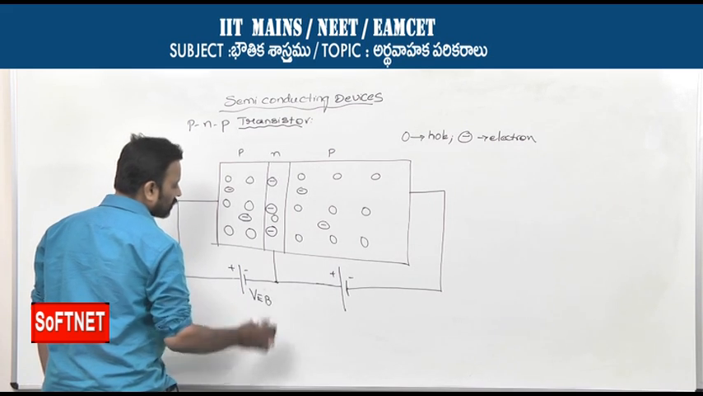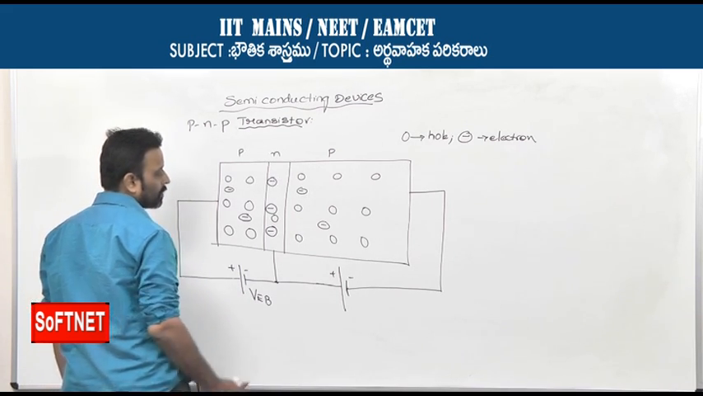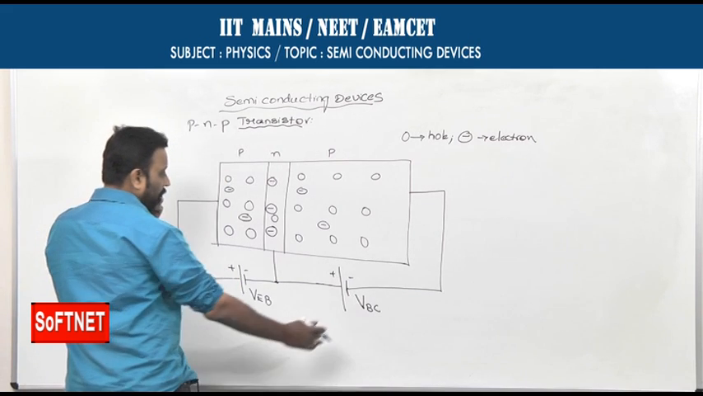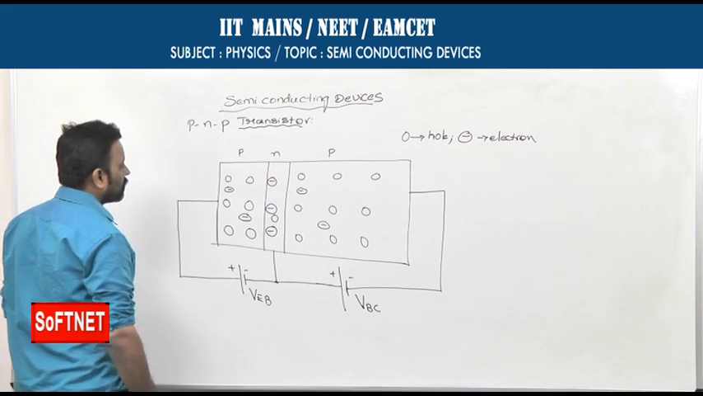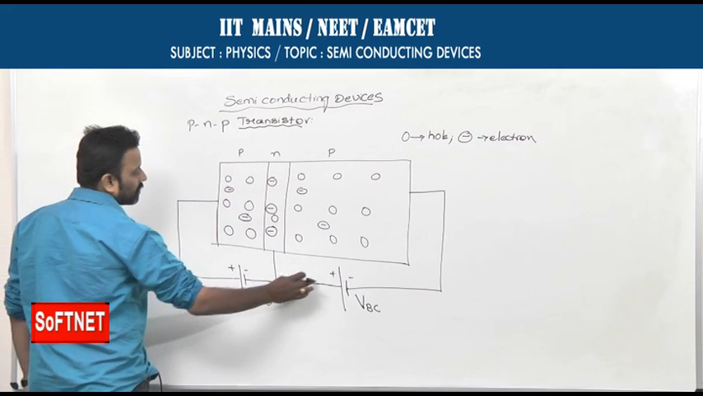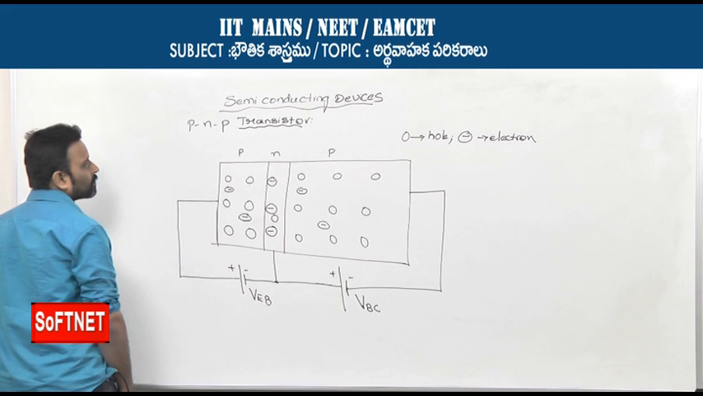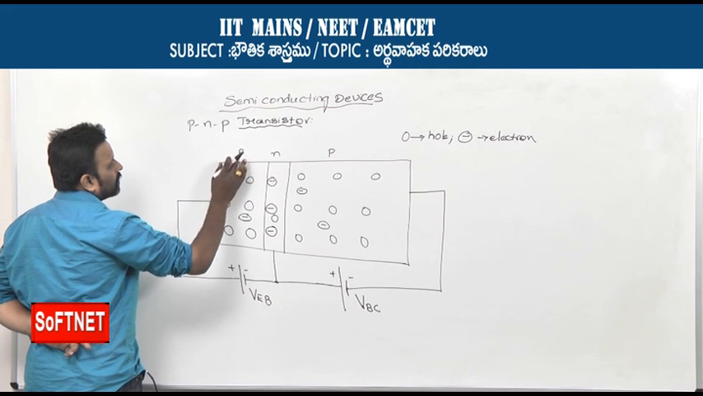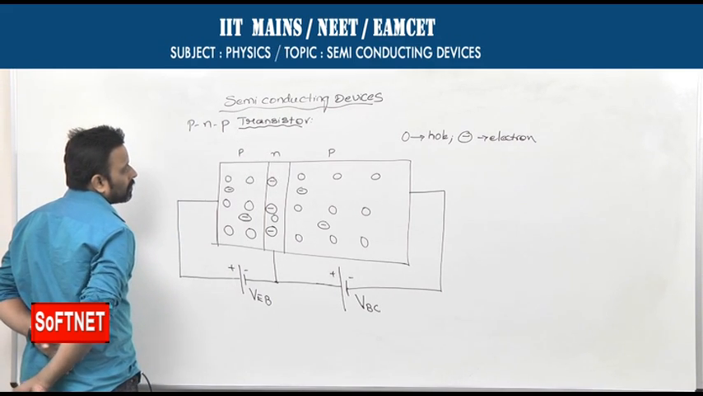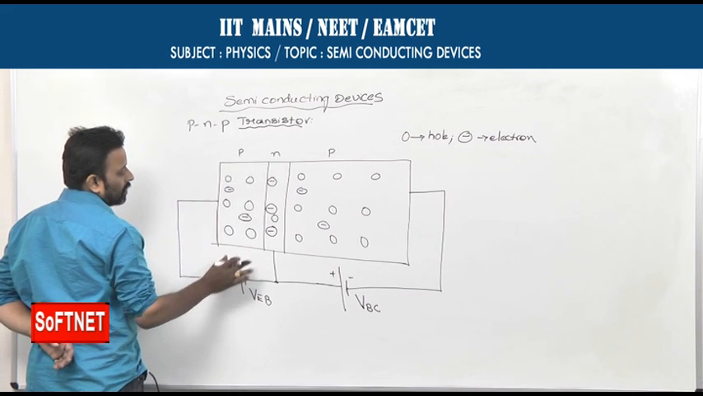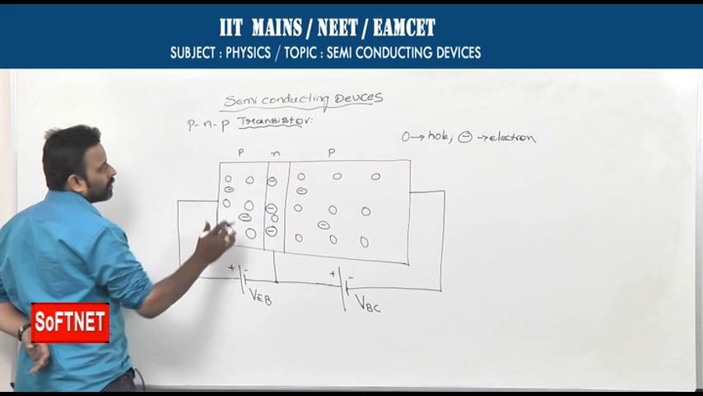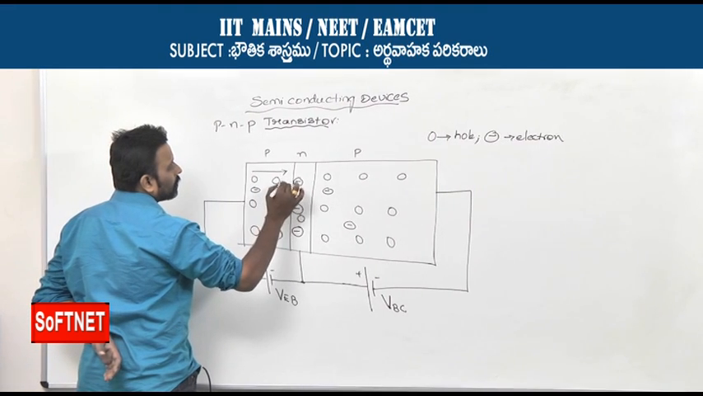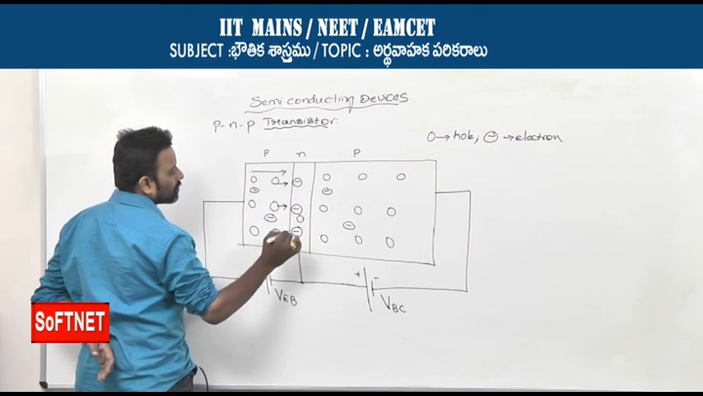VEB is the voltage developed across the emitter-base junction. VBC is the voltage across the base-collector junction. So the emitter junction is forward biased, and the collector junction is reverse biased. Coming back to the working of this transistor: as the majority charge carriers in the P side of the semiconductor are holes, these positively charged holes are repelled by the positive polarity. They move towards the junction. All the holes try to move towards the junction.